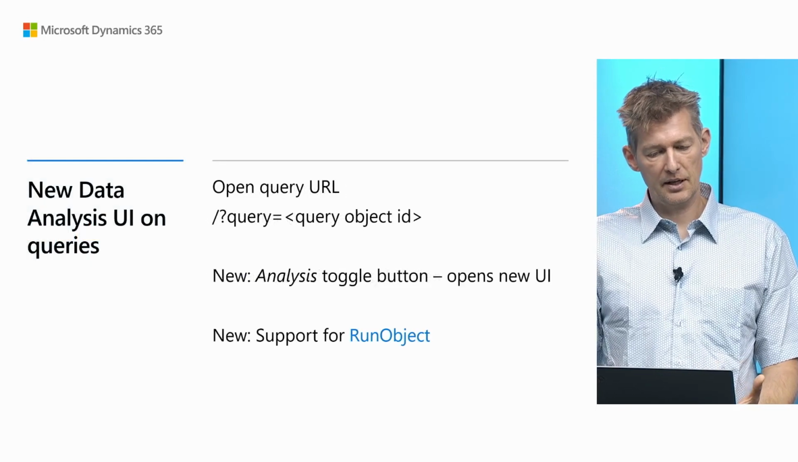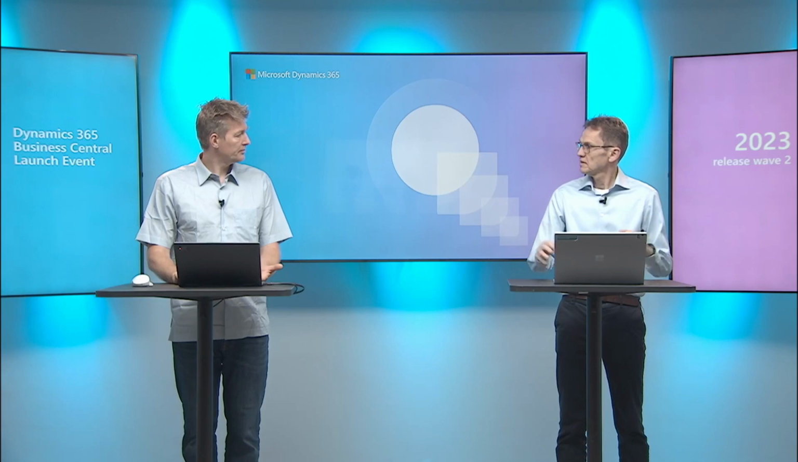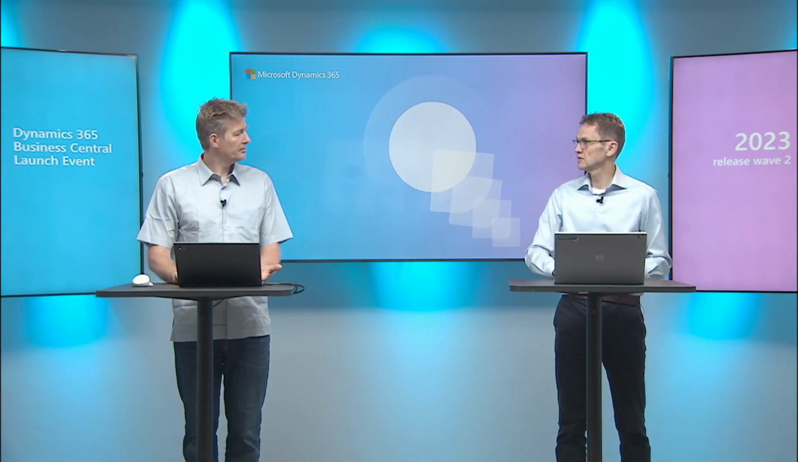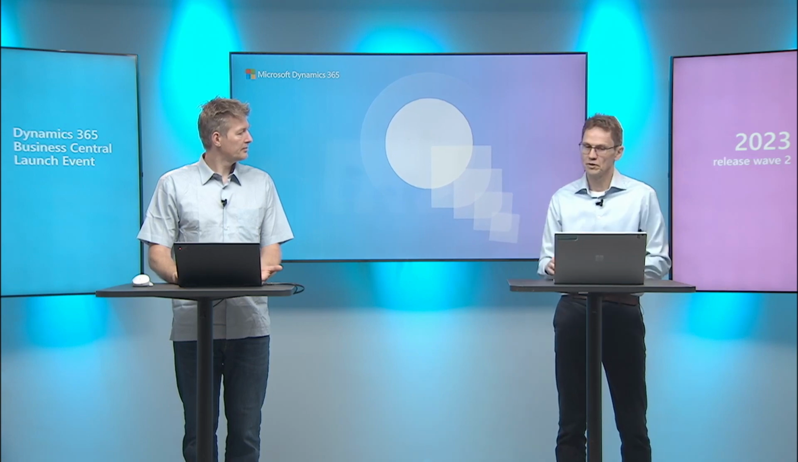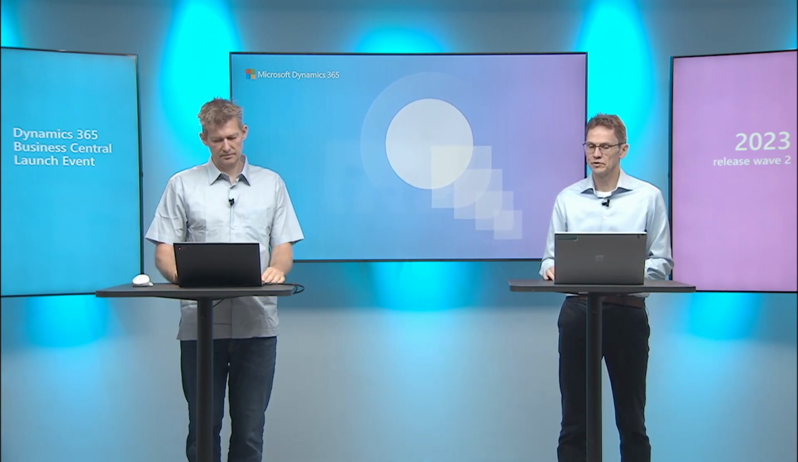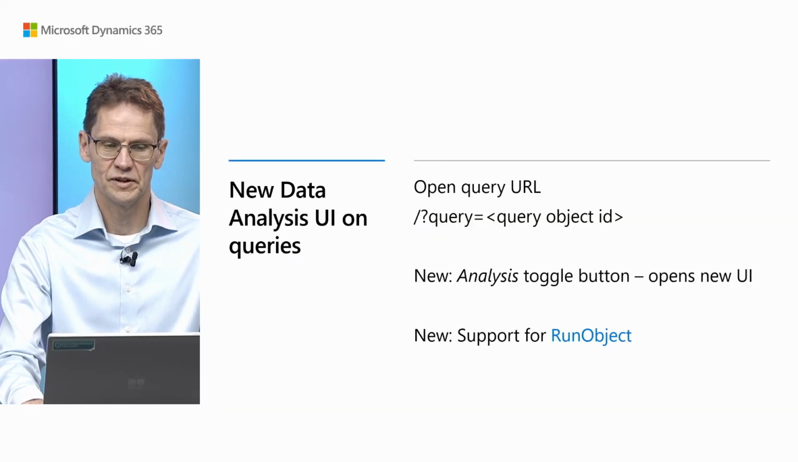The first thing is data analysis on queries. Yes, the query object has been there for 10 years, and it's time that it gets a bit more prominence. So now you've always been able to open the query URL. Now it has the new analysis view attached, and you can also run it directly in the UI because we now have support for the run object.